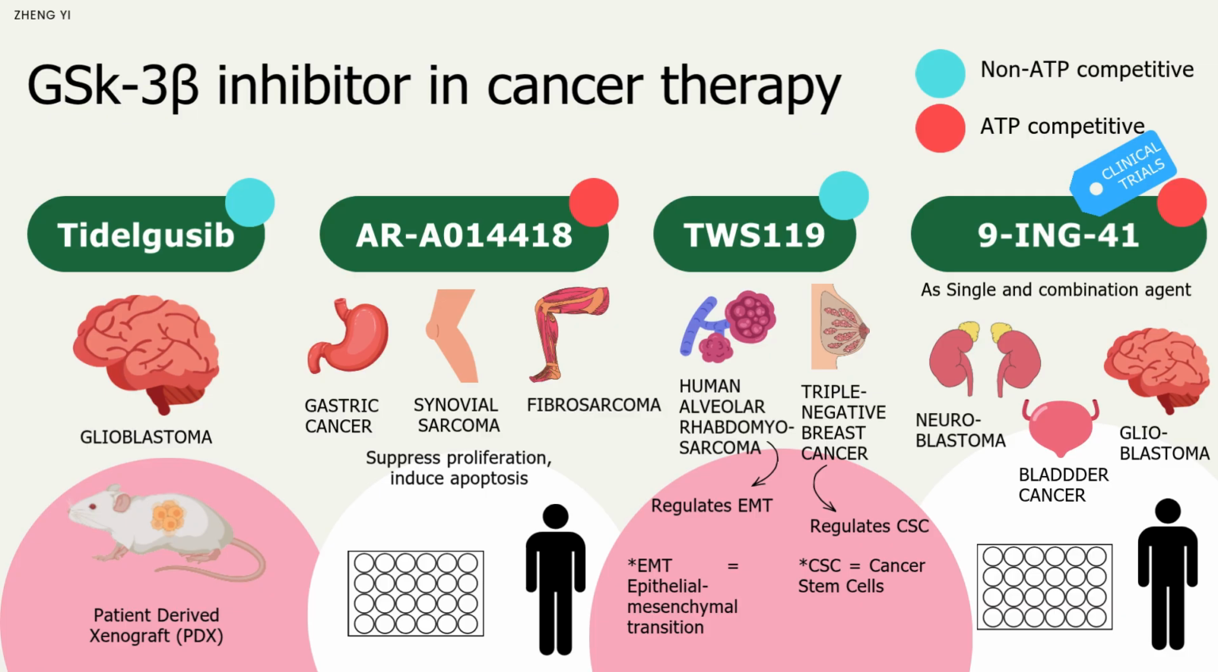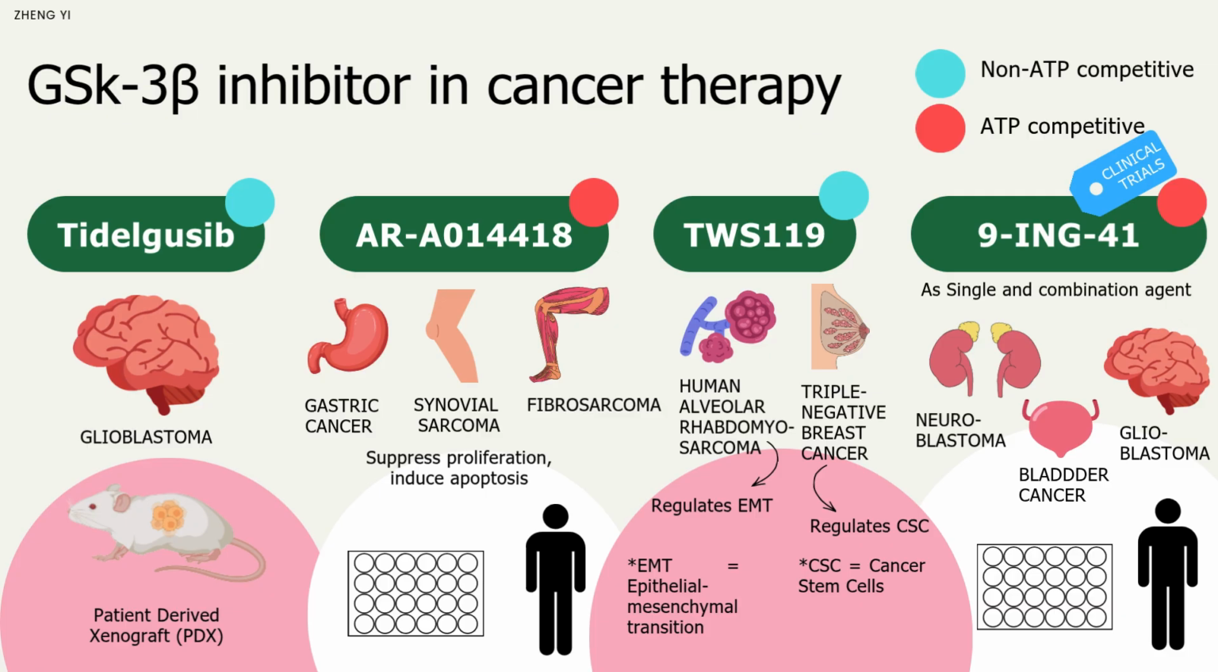AR-A014418 has been tested both in vitro and in vivo studies. The third GSK-3 beta inhibitor is TWS-119, a non-ATP competitive GSK-3 beta inhibitor used to treat human alveolar rhabdomyosarcoma and triple-negative breast cancer. In human alveolar rhabdomyosarcoma, it helps to regulate the epithelial mesenchymal transition, EMT, while it helps to regulate cancer stem cells in TNBC.